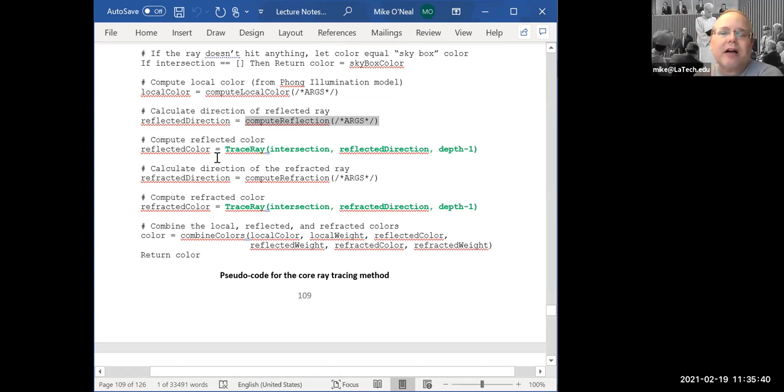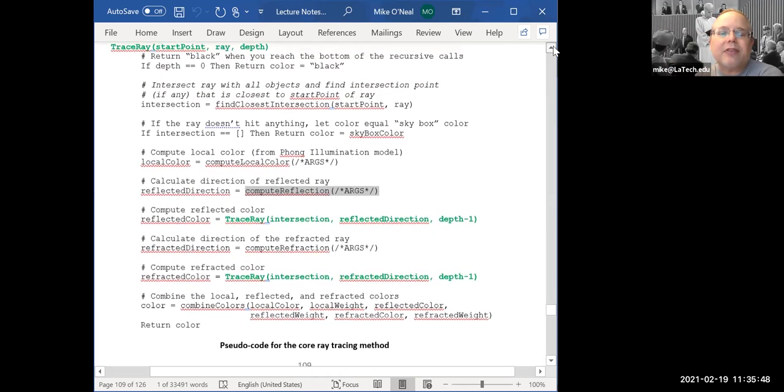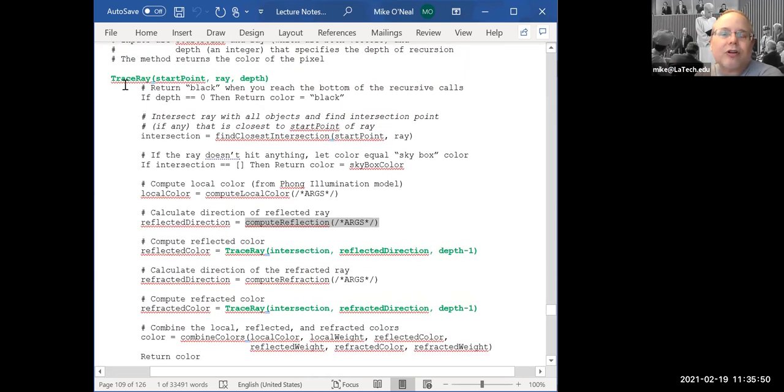Compute the reflected color. Well, how do you get that? Well, you're going to trace ray. This is green because this is a recursive call to the same method. All right. So call trace ray again, but now the start point is going to be the intersection of the previous ray, and the ray won't be the light ray coming from your eyeball. It's going to be the reflected direction. Oh, and don't forget to subtract 1 from your depth as you go into it, because if this was level 4, this is going to be level 3 going in. Every time you go down a level, you subtract 1, because eventually it's going to be 0 and you're going to return black.